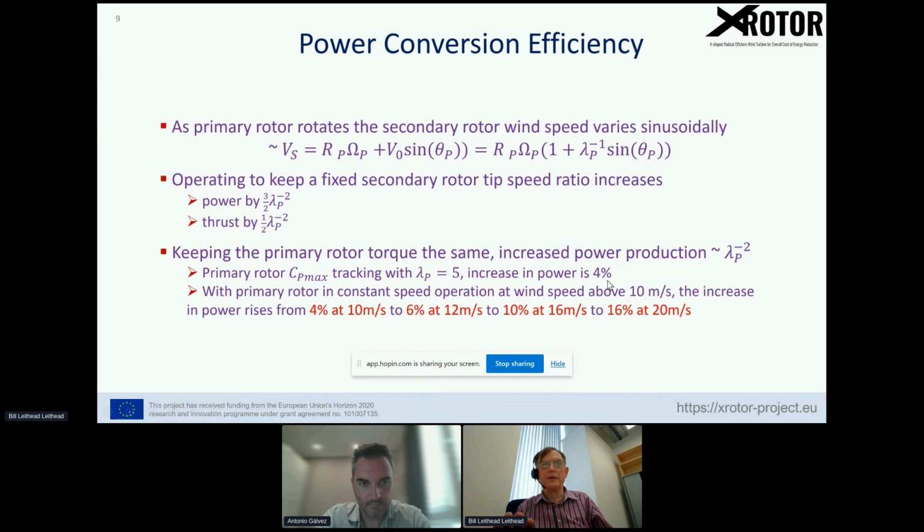Now that's quite significant, because supposing we choose this lambda p to be 5, the increased power you're going to get is about 4%. That's what you would achieve in below rated wind speed, but as you go to higher wind speeds, that extra power increases, as shown in the bottom bullet point. Let's say that we hit rated wind speed at about 10 meters per second, then you're going to have 4% extra energy capture there. It increases to 6% at 12 meters per second, 10% at 16 meters per second, and 16% at 20 meters per second. Okay, you can't actually exploit all that, but you can, on average, increase energy capture by about 6 to 8%. So you're getting something which is going to cost you nothing.